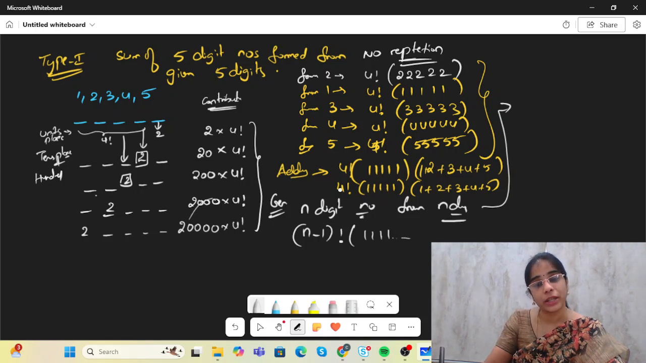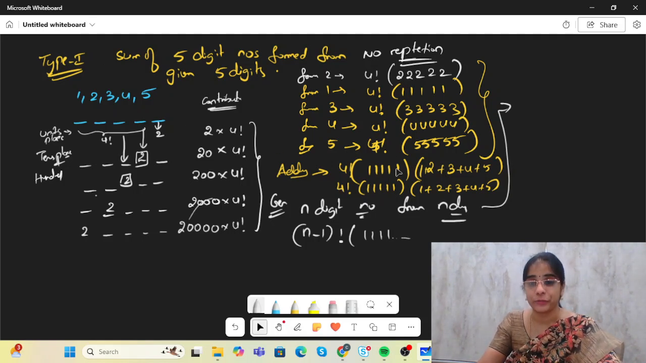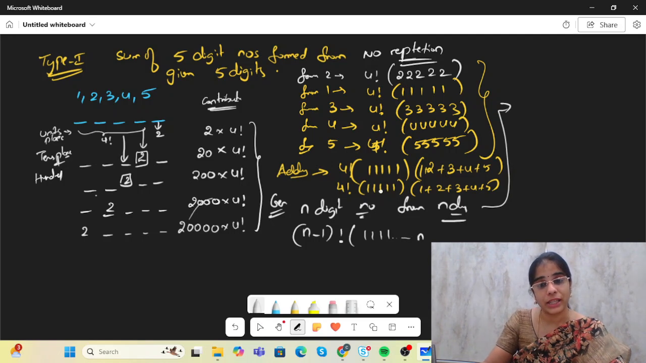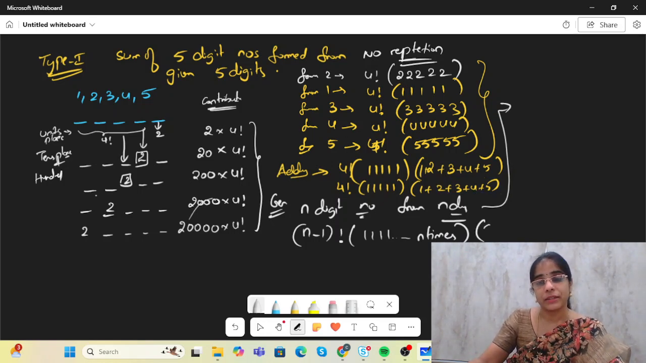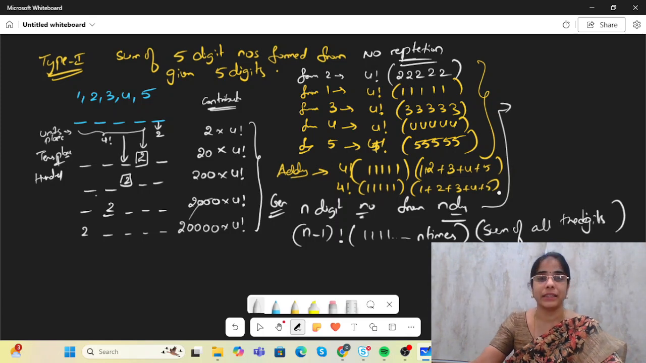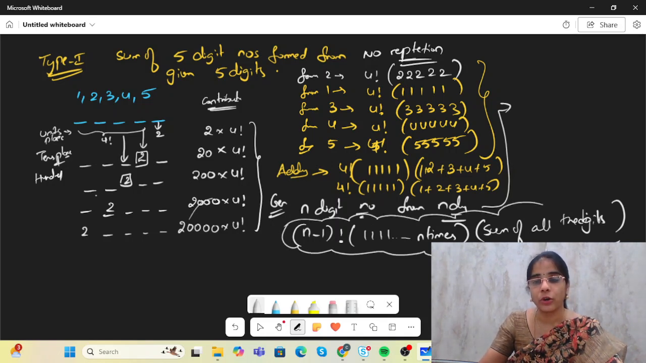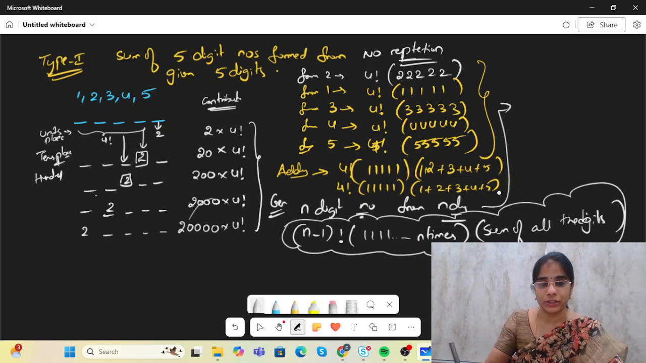How many such ones do I have? When it is 5 digits, I have 5 ones. Hence, when I have n digits, I will have n ones. So 1, 1, 1, 1, 1 repeated n times, into the sum of 1, 2, 3, and so on till 5. That is the sum of all the digits taken in the question, right? So this is my general form of the sum of all the n-digit numbers formed from the given n digits.